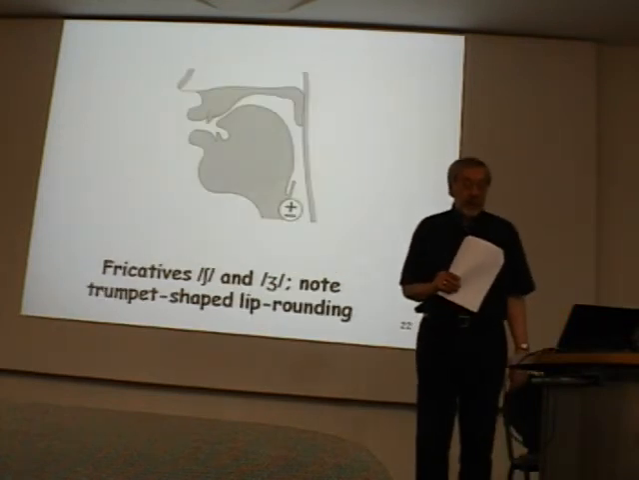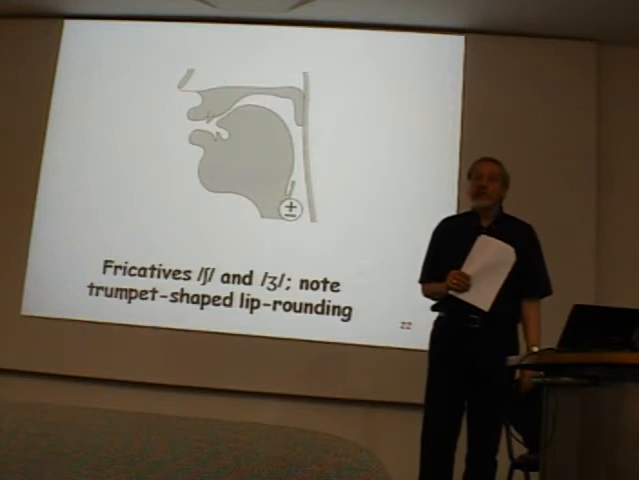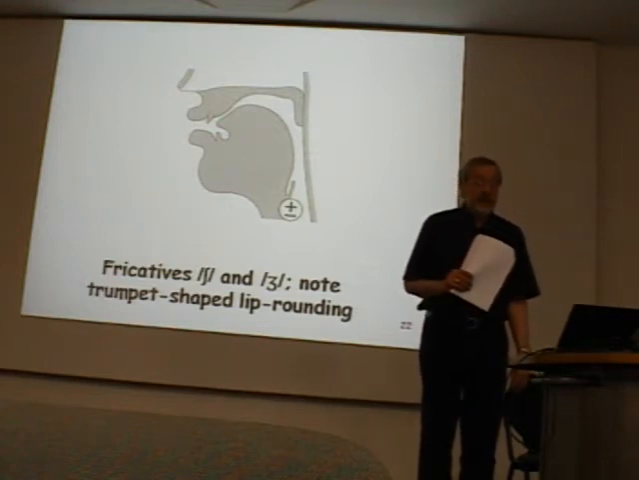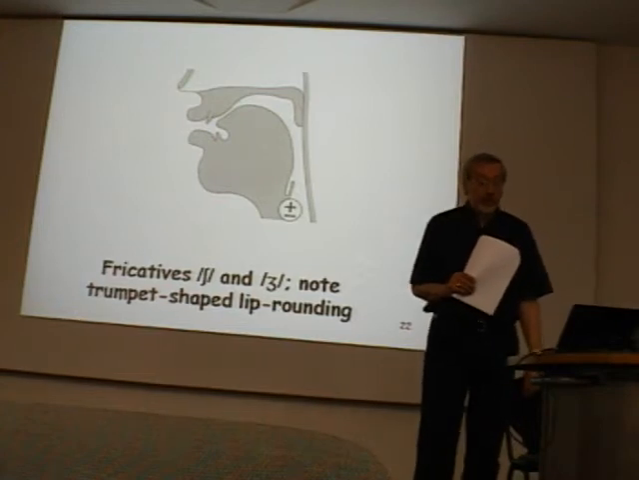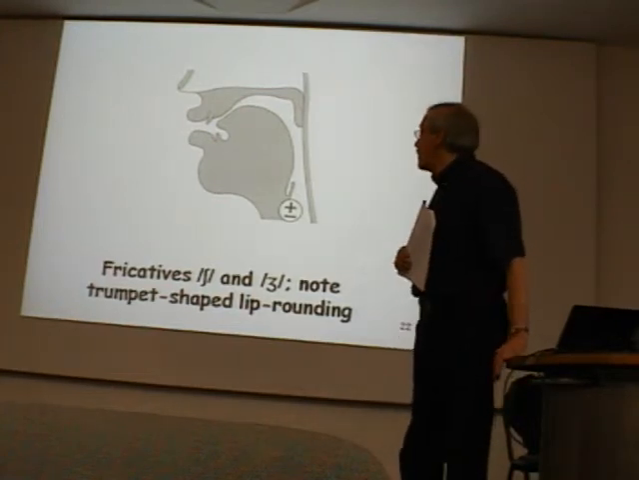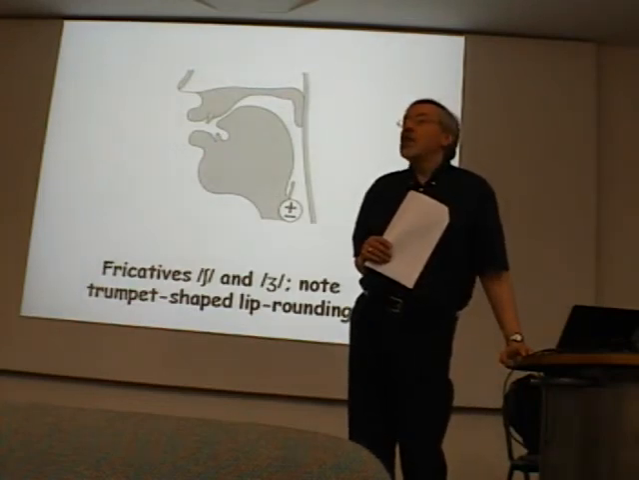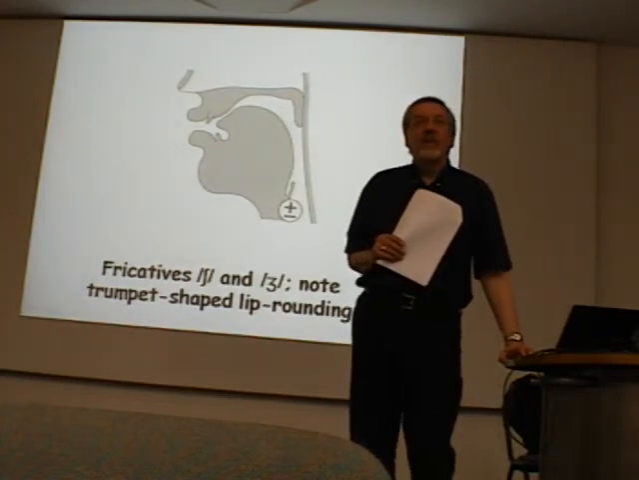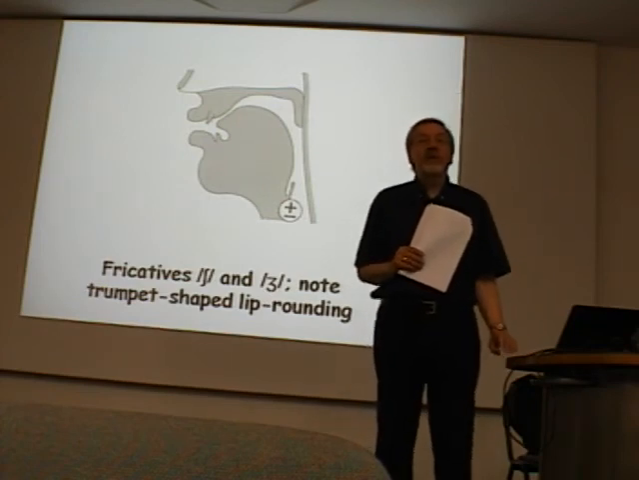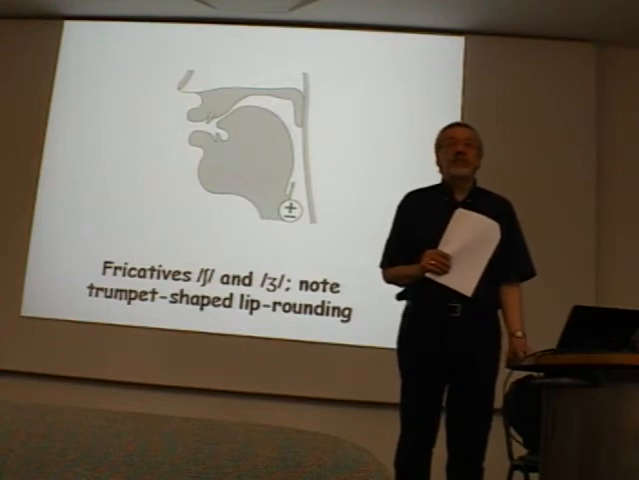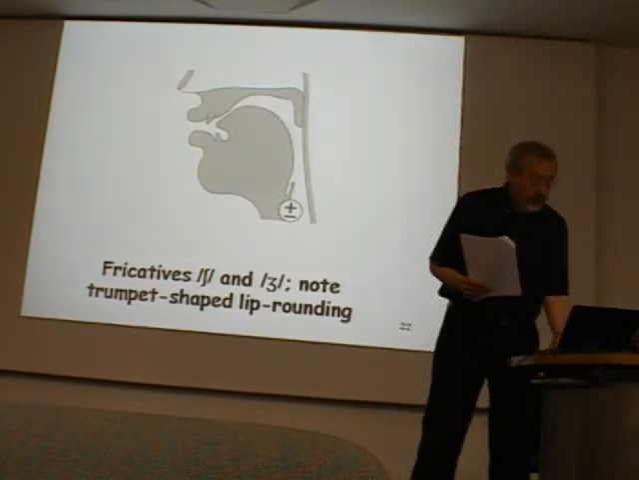Here we have sh and j. Notice, as I said for the affricates, ch and j earlier, these have a much greater area of the tongue making near contact with the roof of the mouth, and notice also the trumpet-shaped lip rounding. So this gives us a-sha, a-sha. Sh is by far the commoner sound. J is only used essentially in medial position, that's to say in the middle of a word.